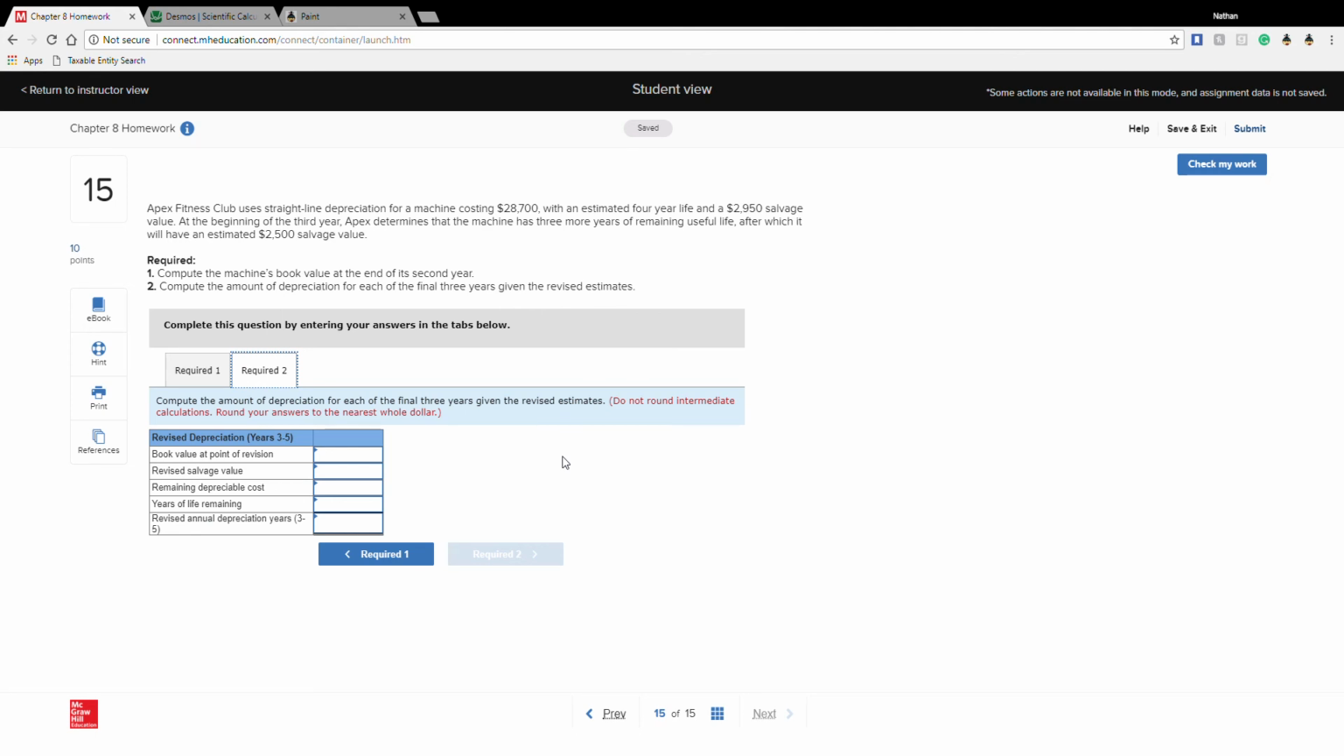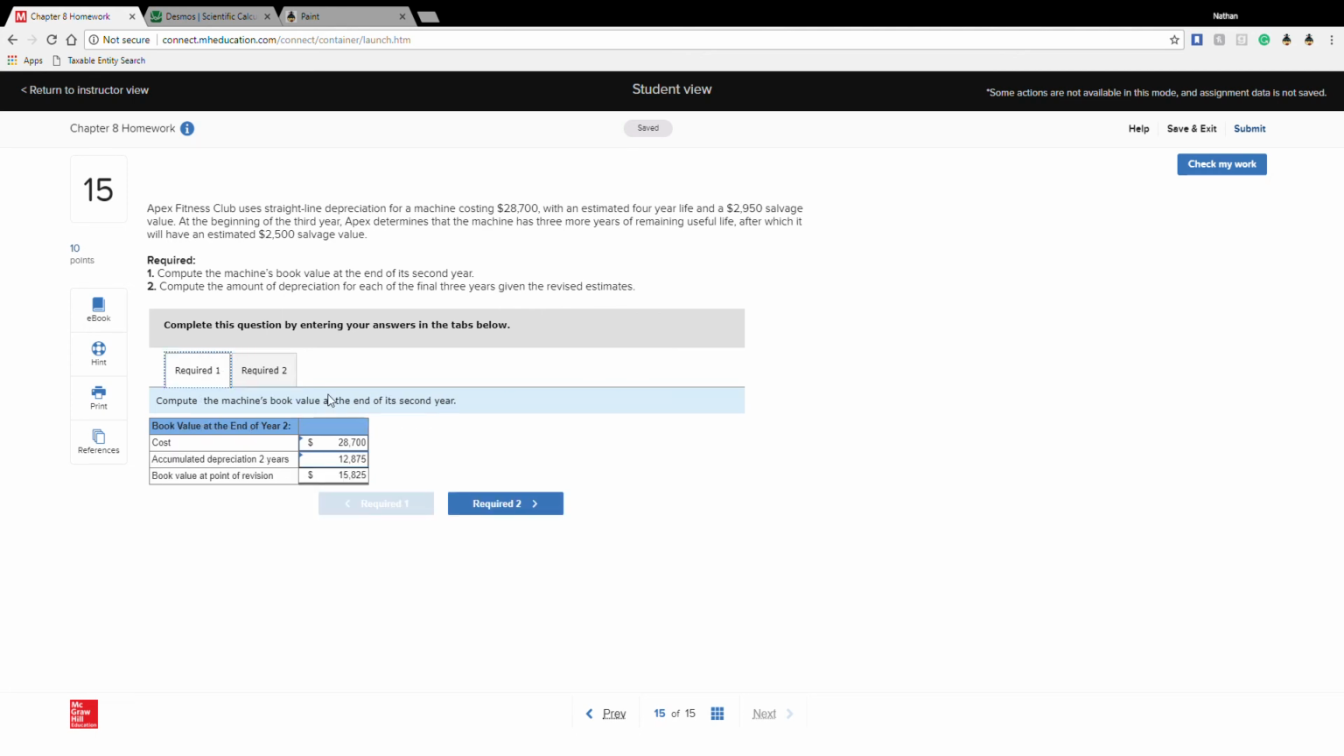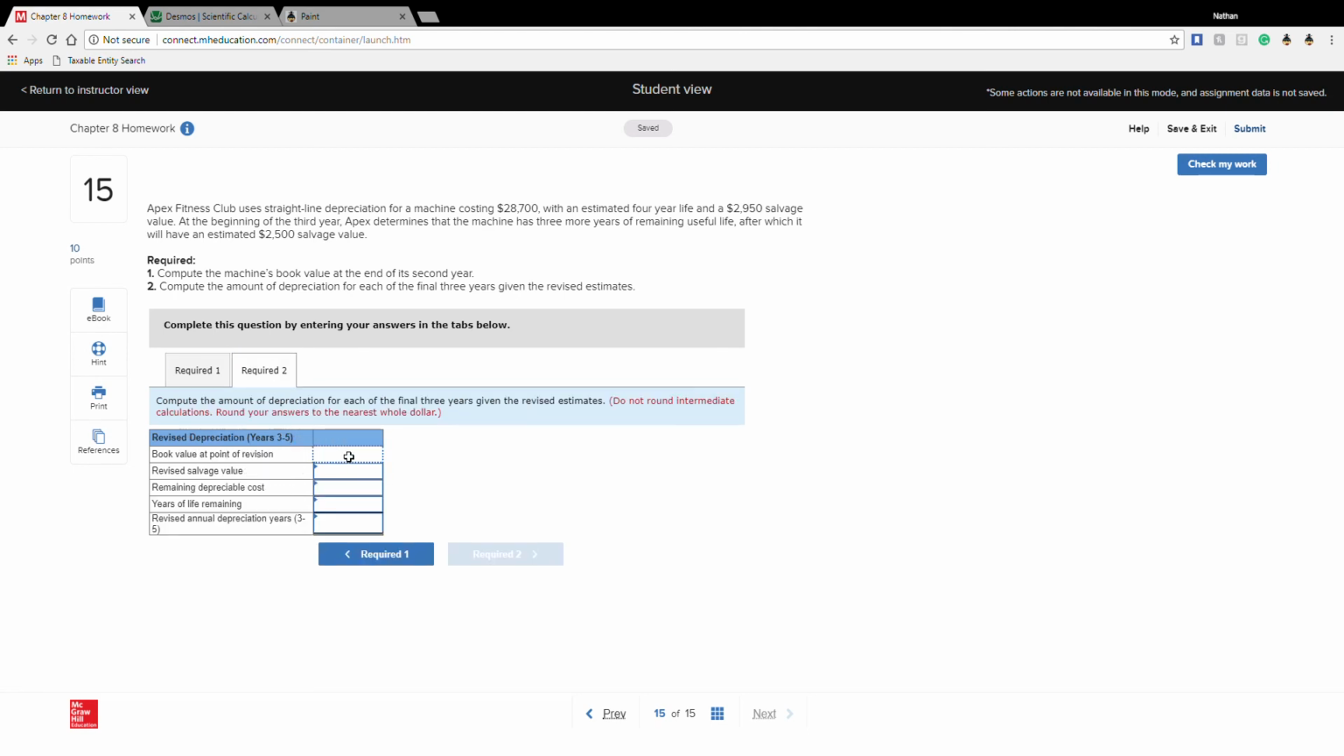So, required 2. Let's enter everything in. Needs required 1. So 15,825 goes right here. Okay, revised salvage value is now 2,500. So remember, when we're revising, it's like going forward. So whatever happens in the past is already done. So we're currently sitting at 15,825 on our accounts. We now say it can go longer with a shorter salvage value.